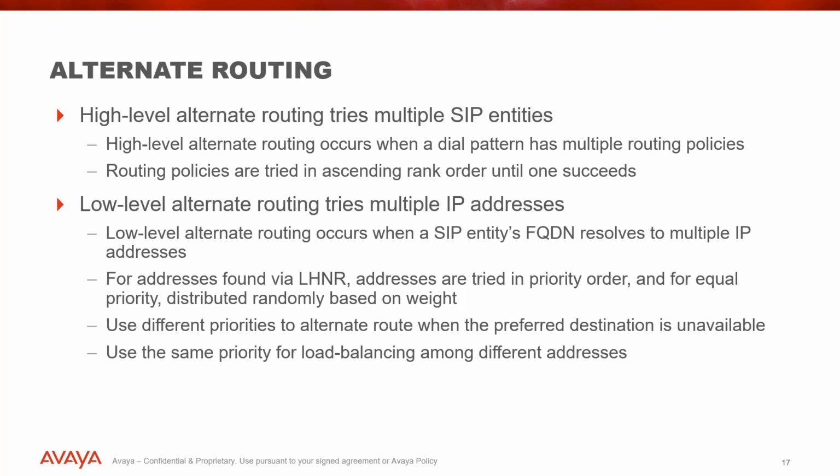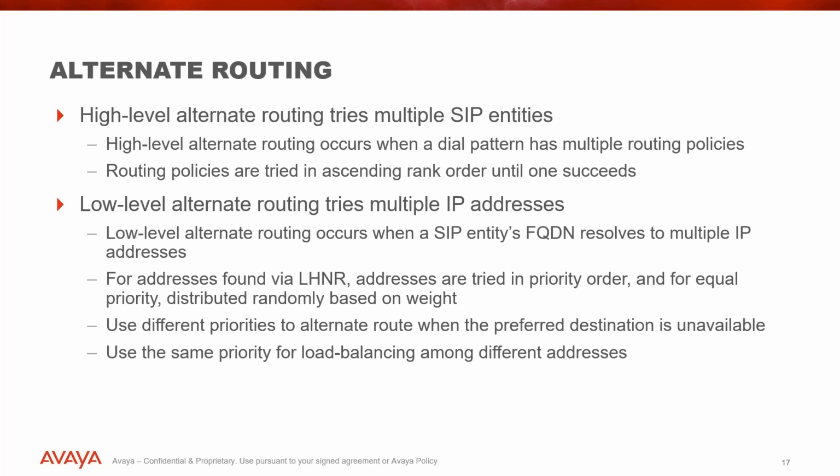You would want to use different priorities for alternate routing. When your preferred destination is unavailable, you go to the next destination. An example of that would be if you have a CM with a main and an ESS. You would administer the main with a higher priority and the ESS with lower priority. So calls would try the main CM first. And if the main CM is unavailable, then the call routes to the ESS instead.